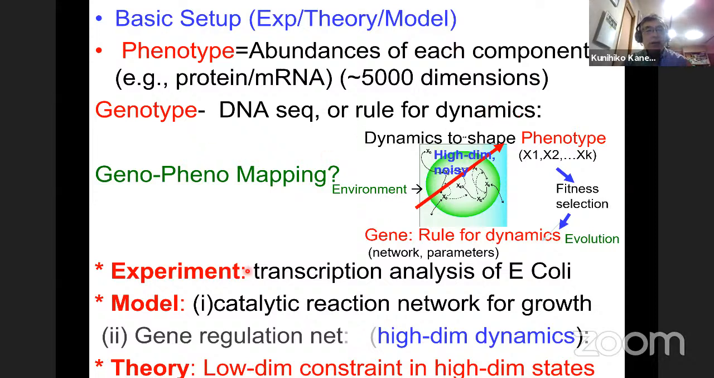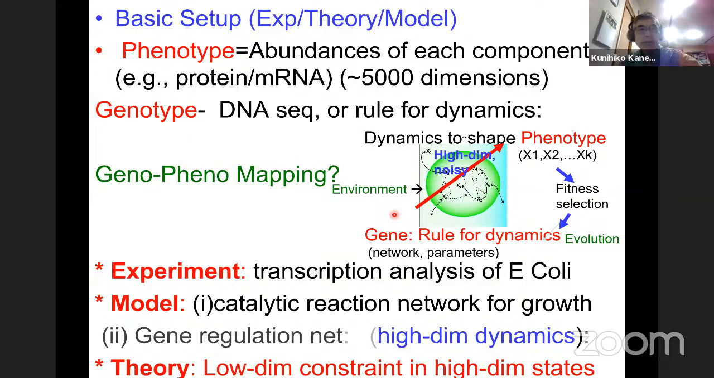I will talk a little bit about the experiment. In that case, basically bacteria, E. coli, and taking transcriptome analysis that measures messenger RNA concentrations. And I discuss a model for high dimensional chemical reaction dynamics and some theory.